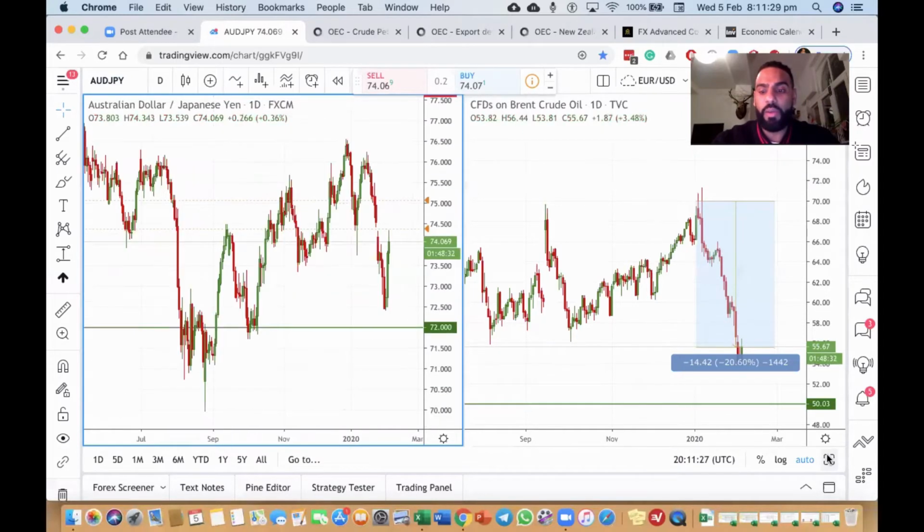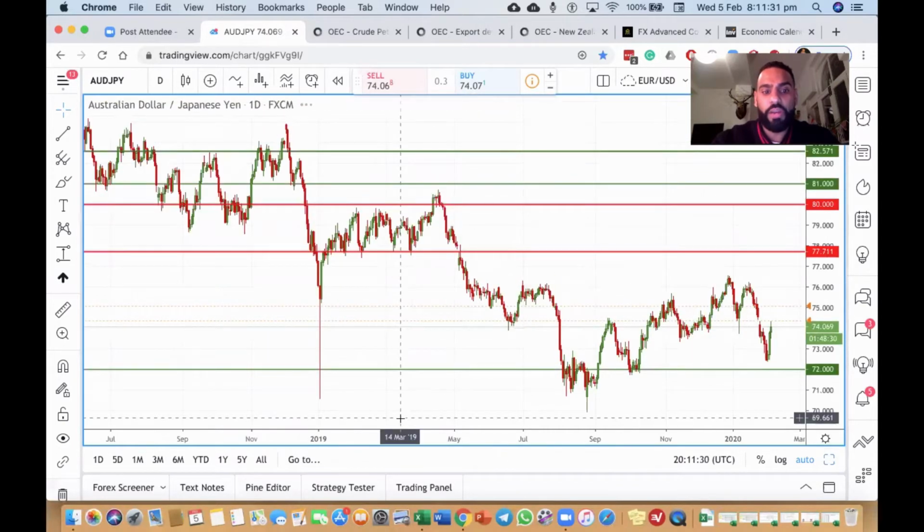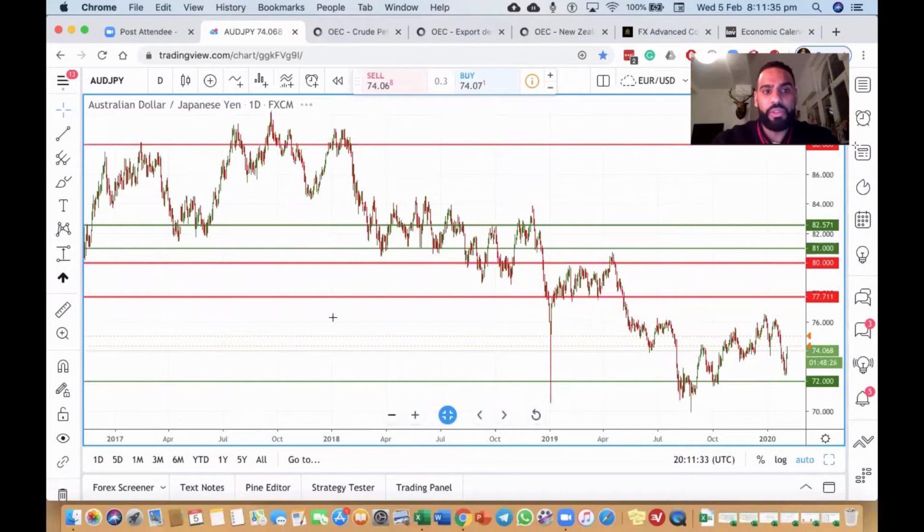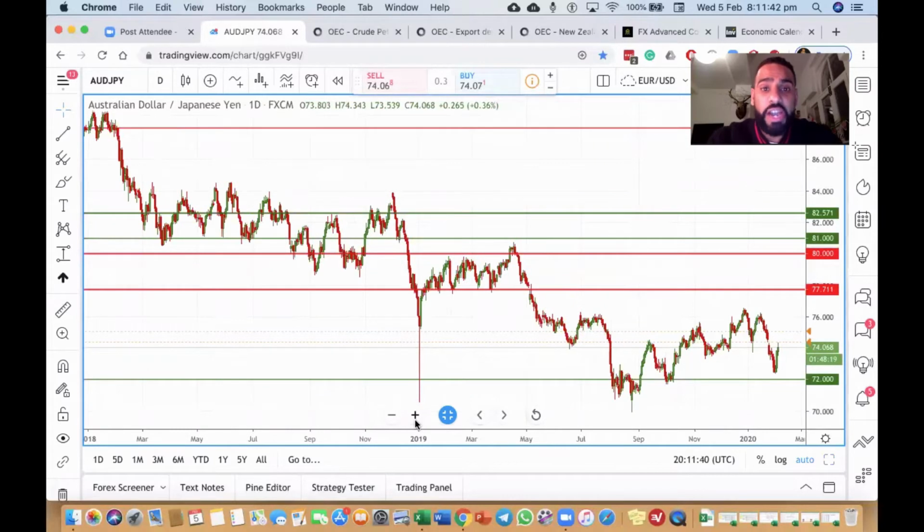If we zoom out and look at the bigger picture, since the trade war between the US and China started in 2018, what has happened to the Aussie dollar? It has sunk in the markets because investors know that if China's economy is slowing and they're reducing their trade with Australia, then that means less money is coming into Australia. There's less demand for the currency.